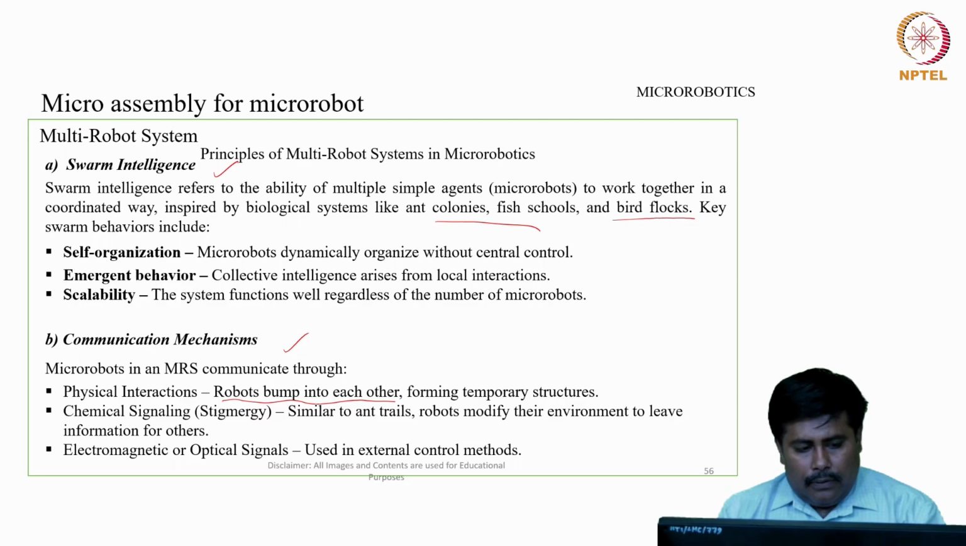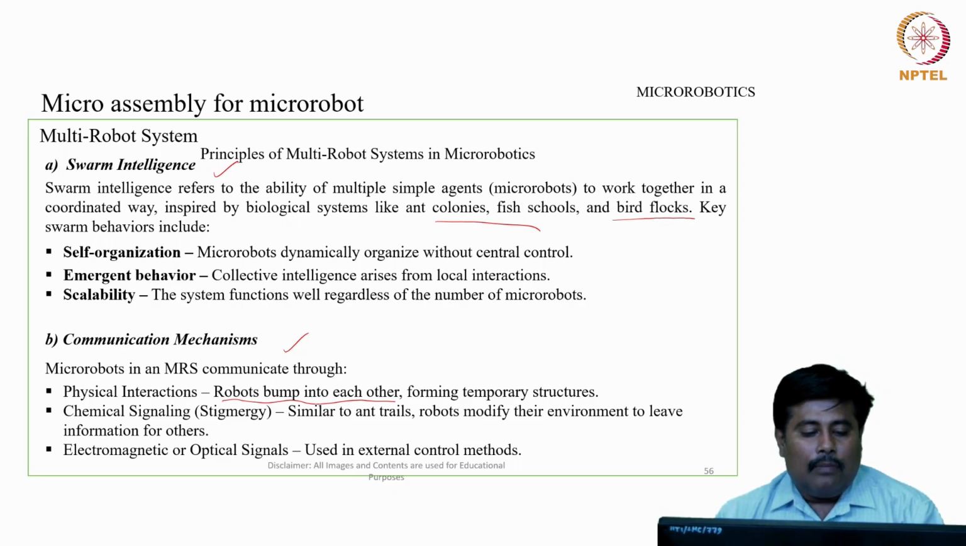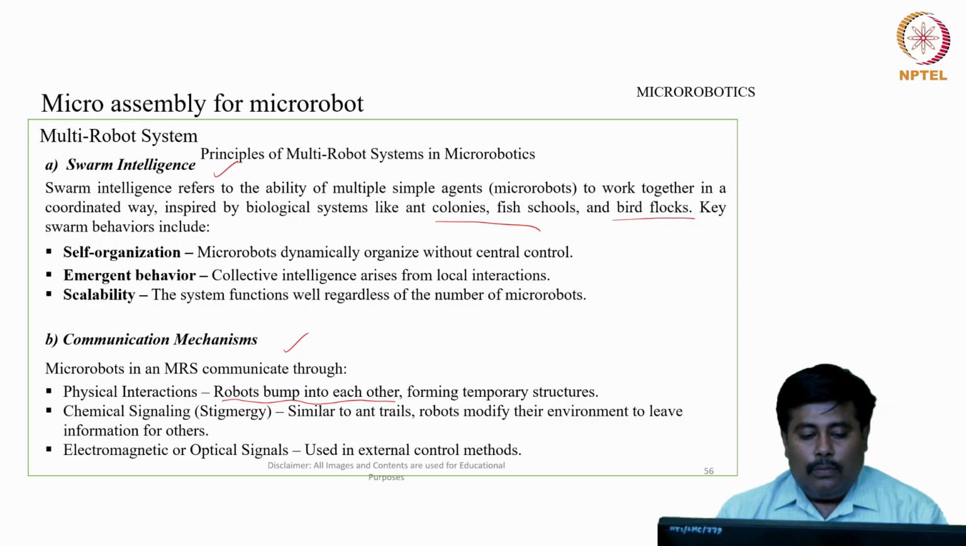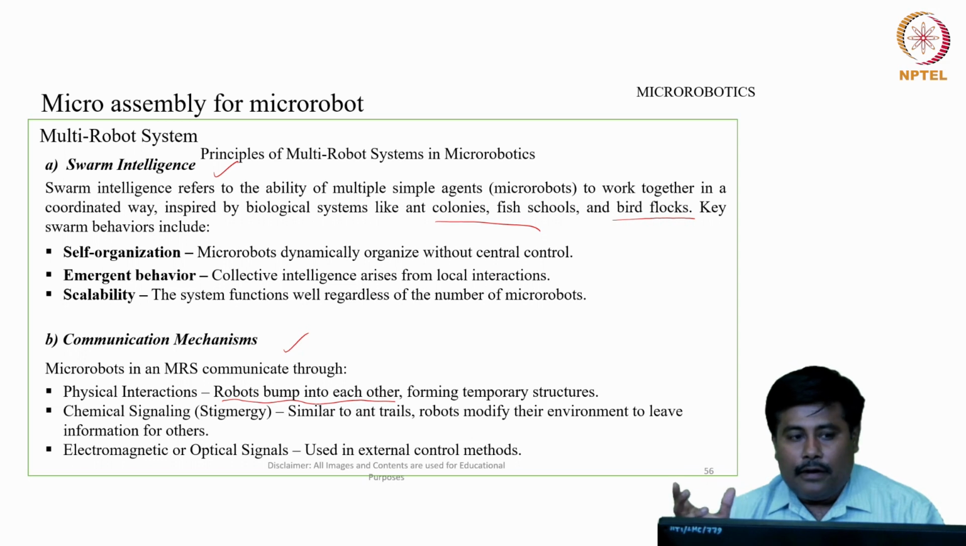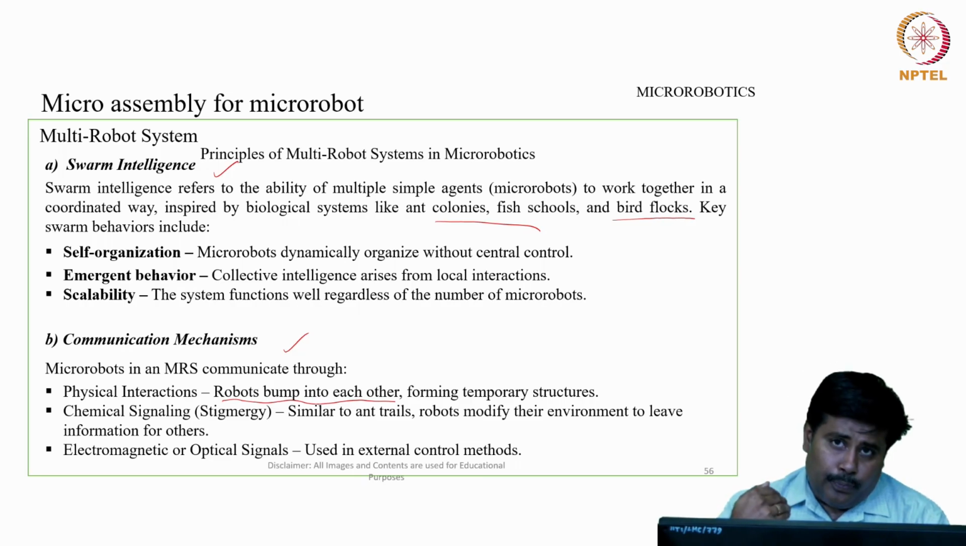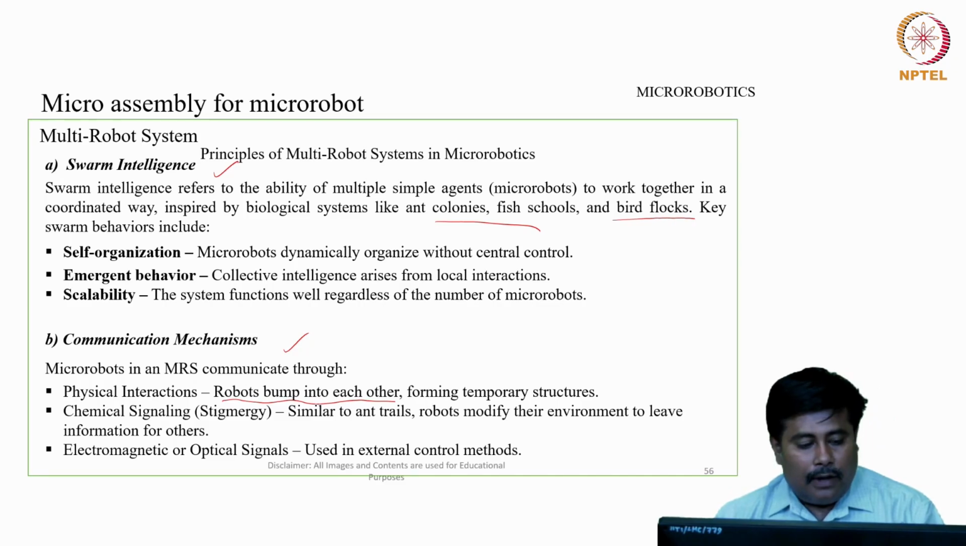Now when we look into the communication mechanism, a micro robot in an MRS can communicate in a better way, and it has good physical interaction, like robots bumping into each other, forming a temporary structure. And from a chemical signaling point of view, similar to ant trails, these robots can modify their environment to leave information for others.